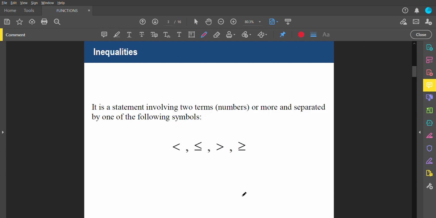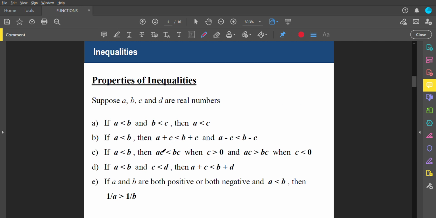And next we want to have some recap on inequalities. An inequality is a statement involving two terms, or what we call numbers, or more. It could be two or more, separated by one of the following symbols. This is the opposite of what we normally use, the equalities. So now we have 4 inequality symbols: less than, greater than, less than or equal to, greater than or equal to. There are several properties of inequalities that you have to be able to memorize or get used to, and these are the rules or the properties.